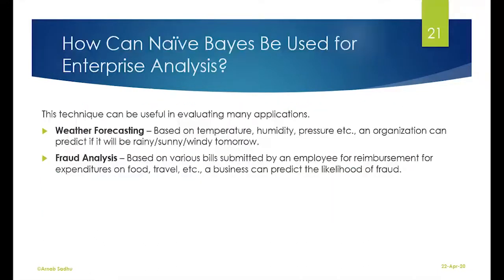As in the example we have taken, we can use a naive Bayes classifier for weather forecasting based on temperature, humidity and pressure. An organization can predict whether the weather will be rainy, sunny, or windy. Based on the various bills submitted by an employee for reimbursement, an organization can detect whether there is a likelihood of fraud.